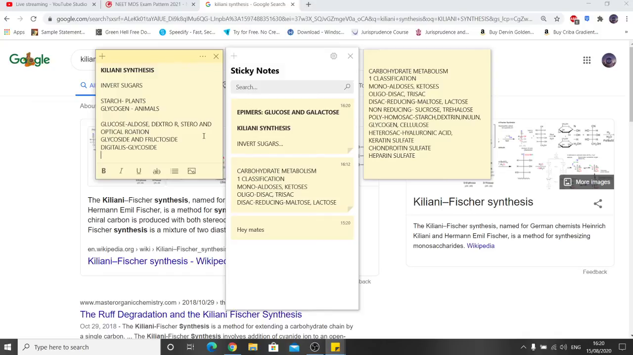I actually have a favorite technique to memorize pharmacological classifications and drugs and all. I'll tell you guys when we come to the pharmacology section.